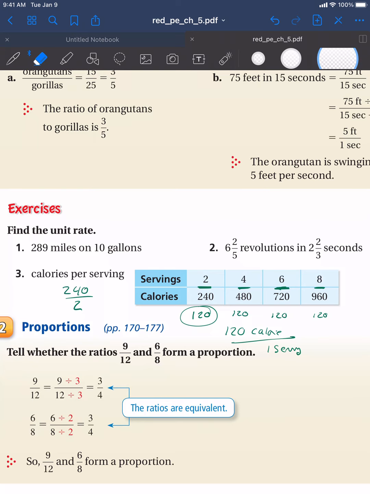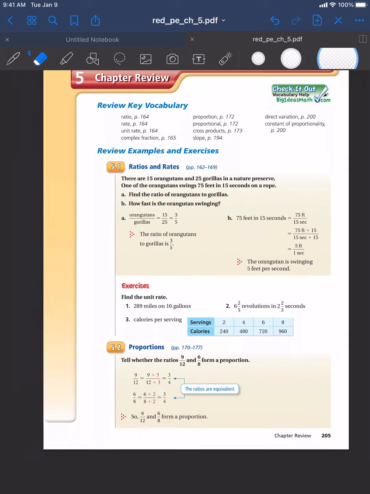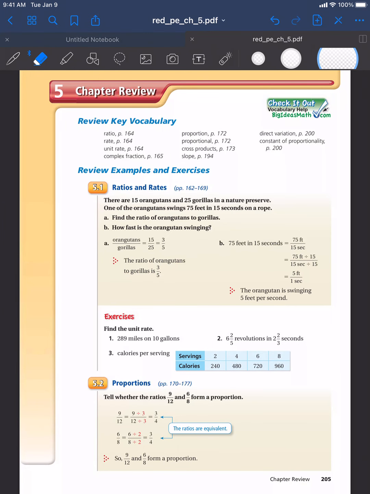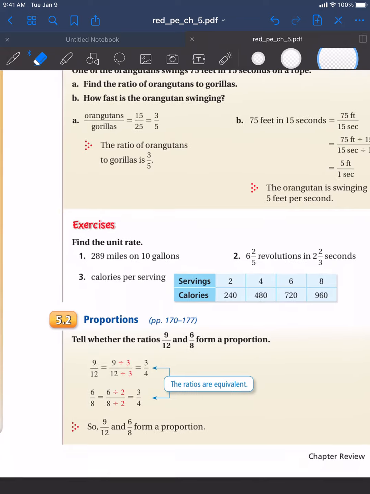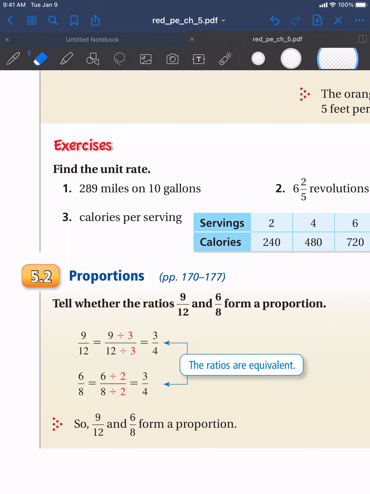Any questions on section 1? Section 1 was basically just asking, how do I find a unit rate? Okay? And how do I find a unit rate? Divide straight down, right? Yep. Okay. On your notes, I want you to write 5.2 proportions.